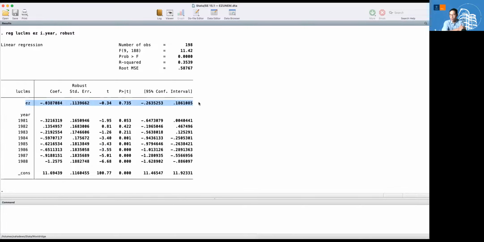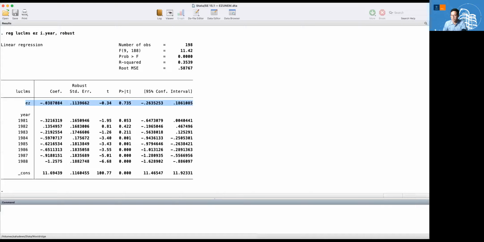The regression estimated that the enterprise zone reduces the unemployment claims. However, it's not precisely estimated. In other words, it's actually not that different from zero. It's not statistically significant.